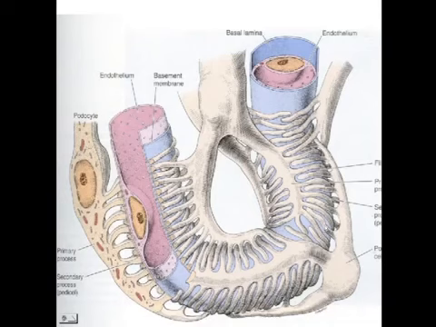Filtration slits are not entirely open, but they are covered by membranes, or the slit diaphragms, which are only 5 nanometer thick. The slit diaphragms are porous structures. Their pores have an average diameter of 6 nanometer. So due to the small size of their pores, the slit diaphragms allow small molecules to pass through them, but prevent the passage of larger molecules across the filtration barrier.